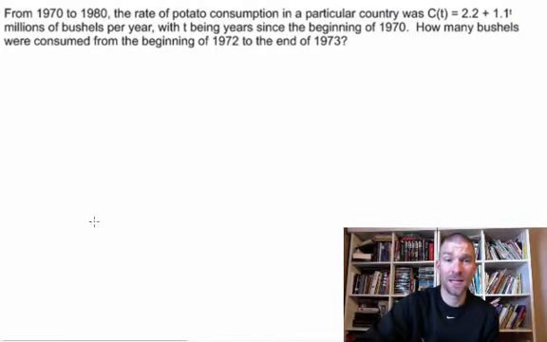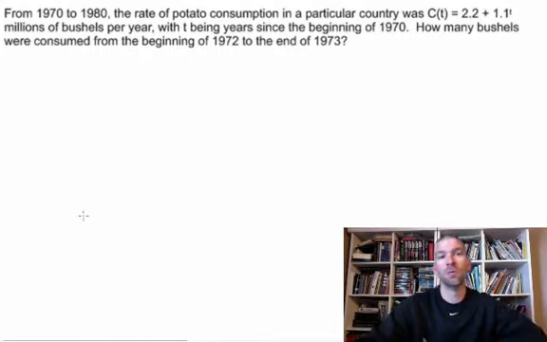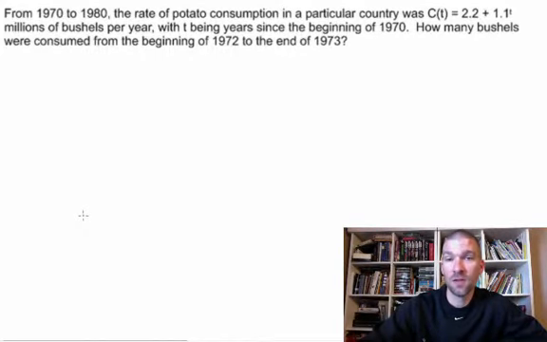From 1970 to 1980, the rate of potato consumption in a particular country was determined to be C of T, I guess consumption for C, 2.2 plus 1.1 to the T power, millions of bushels per year. That's a lot of taters. With T being years since the beginning of 1970. Okay, so we're going to start in 1970 and move forward. How many bushels were consumed from the beginning of 1972 to the end of 1973?